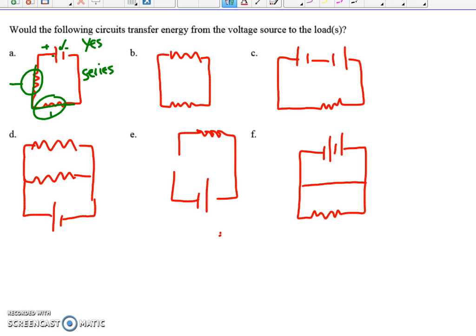All right, and those are a little bit more complicated than the simple circuit, but it's not too bad. In this one we have a loop, we have resistors, we have wires, but there's no voltage source, so nothing's going to happen here. Okay, so that's a no-go.